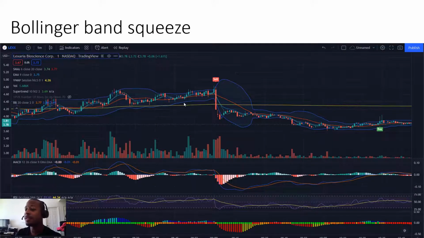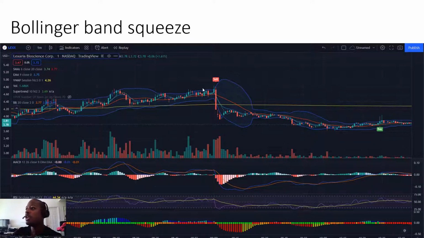Okay. As you see here in this instance, this was a big sell-off. As the bands began to expand, the price then dropped and pulled all the way down. It went below VWAP and it just became bearish after that. Okay. So that's kind of a good example there.